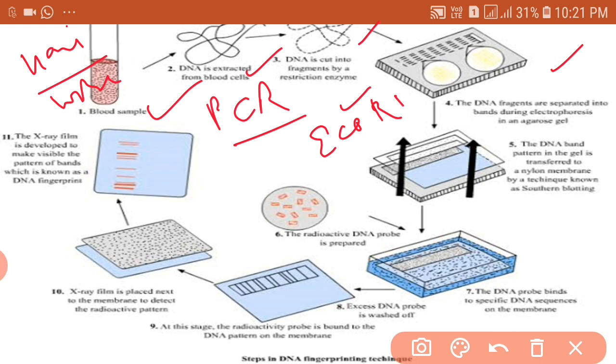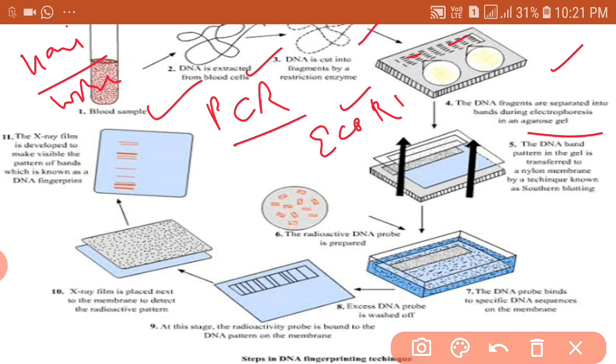Now the DNA fragments are separated. They are placed on electrophoresis in a medium of agarose gel, loaded into the wells with the help of a pipette. Then an electric current is passed. The DNA fragments move according to their size, and are separated into bands during the electrophoresis.